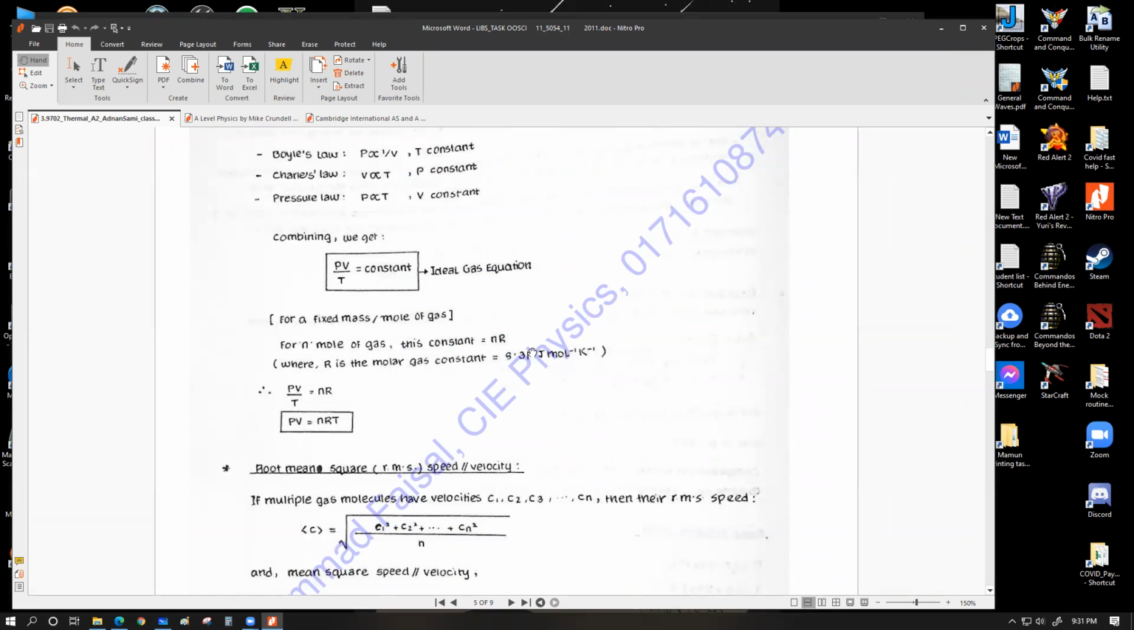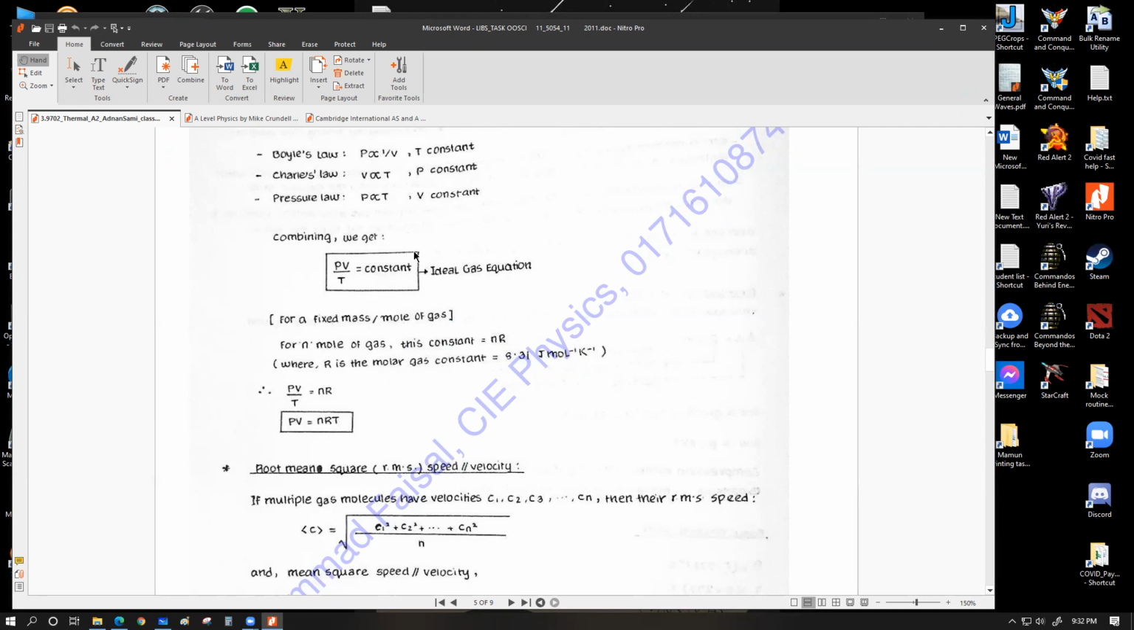How many joules are required to increase the temperature of 1 mole of gas by a temperature variation of 1 Kelvin? That's the molar gas constant. If you have n moles of a gas, that constant is given as nR, which gives us PV by T equals nR, which ultimately leads to the equation PV equals nRT.